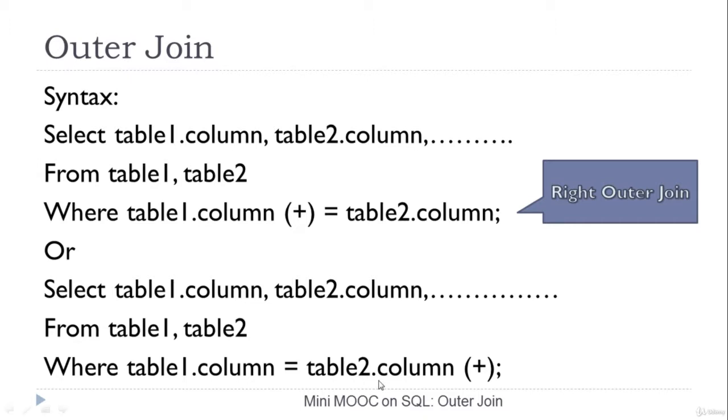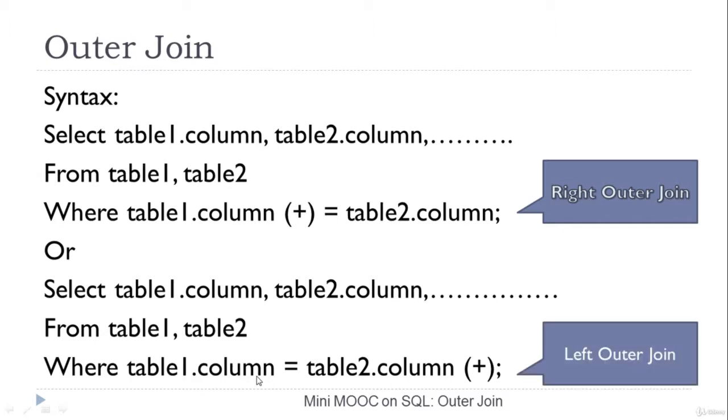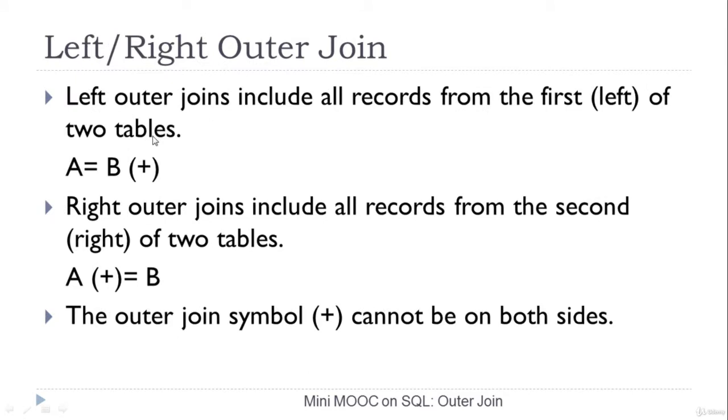And if the plus sign appears on the right side of the equality condition and the full table is on the left hand side, then it is called a left outer join. In simple words, if the full table appears on the left hand side of the equality condition, it is called a left outer join. And if the full table appears on the right hand side, it is called a right outer join. It is important to note that it is always opposite to the position of the plus sign. If the plus sign appears on the right side, then it is a left outer join. If the plus sign appears on the left side, then it is a right outer join. So the type of outer join is decided on the basis of the position of the full table.